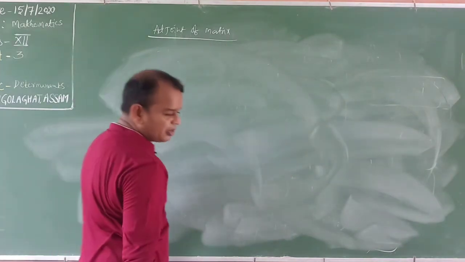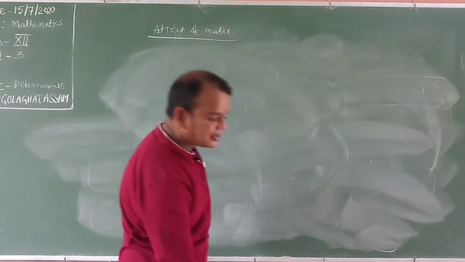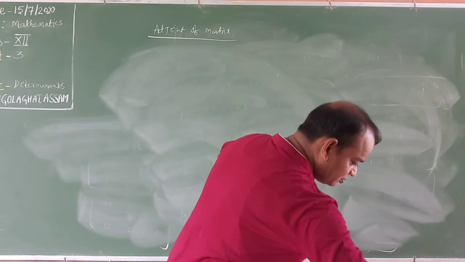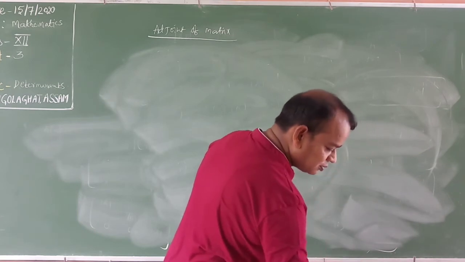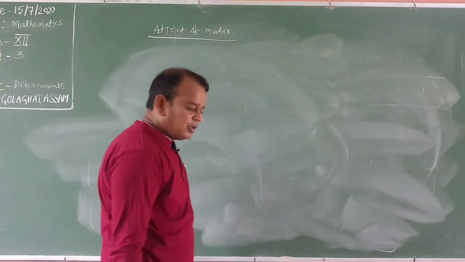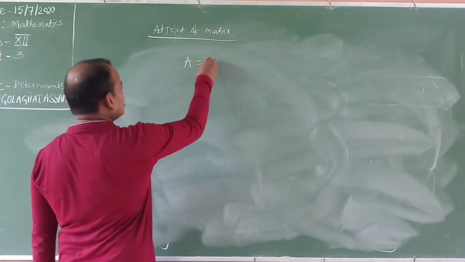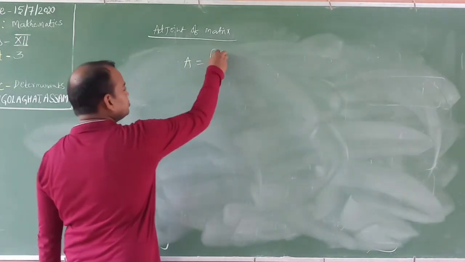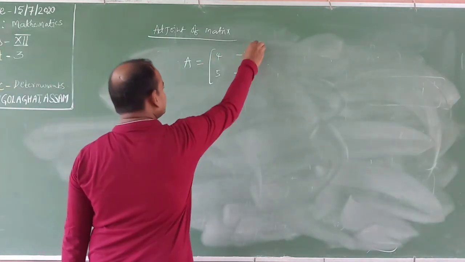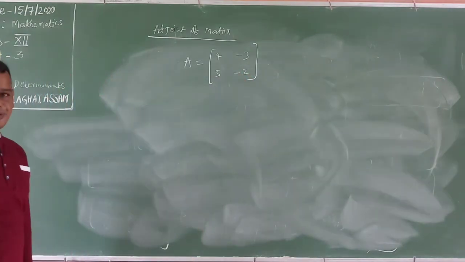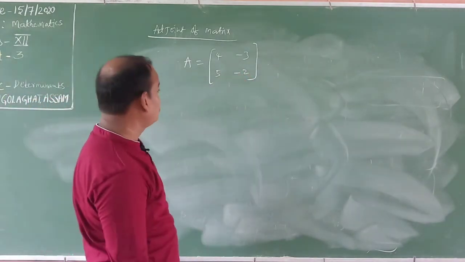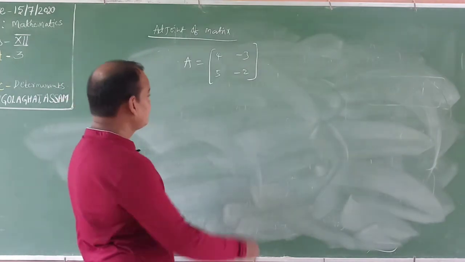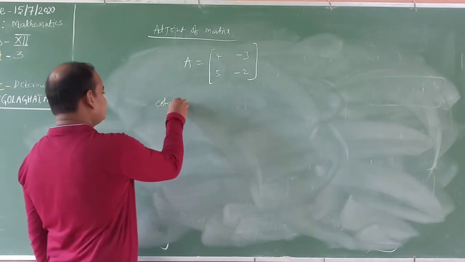How to find the adjoint of the matrix, we know very well. We will take one example of how to find the adjoint of a matrix. Now A is equal to, suppose, [4, -3; 5, -2]. Adjoint of the matrix [4, -3; 5, -2]. First we write the cofactor matrix. What is the cofactor matrix of A?